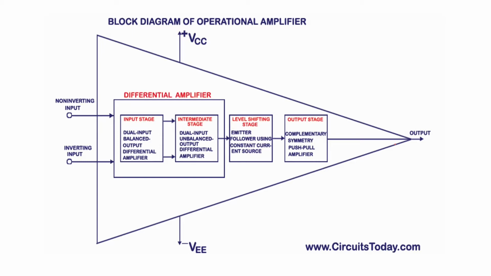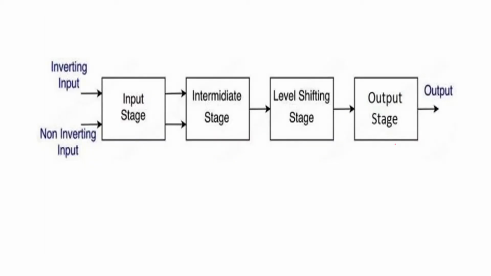If you see the exact block diagram, only the block diagram, then you can see it like this. First, you have the input stage. The input stage has two inputs, which are the main two inputs of the op-amp: the inverting input, which goes to the minus sign, and the non-inverting input, which goes to the plus sign. First it is given to an input stage. This input stage is nothing but a differential amplifier.